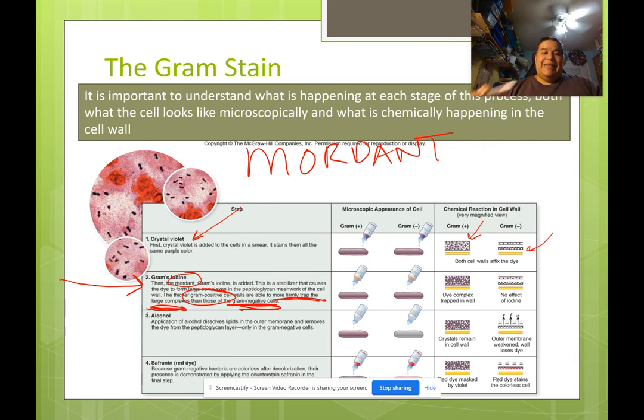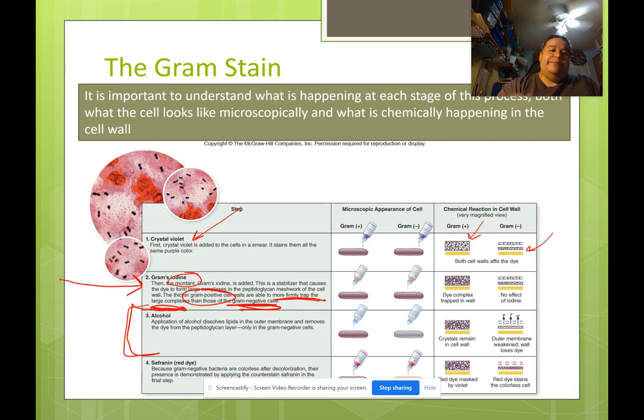So the next step, because I want to be able to tell the difference between gram negative and gram positive using this technique, we use alcohol, which can also be called the decolorizer. Okay.